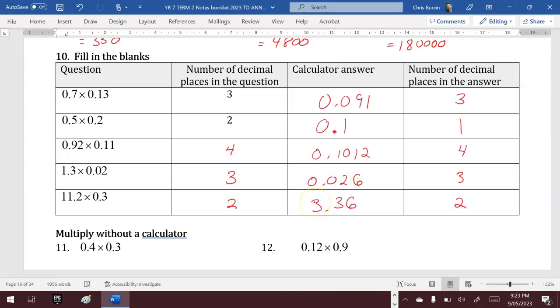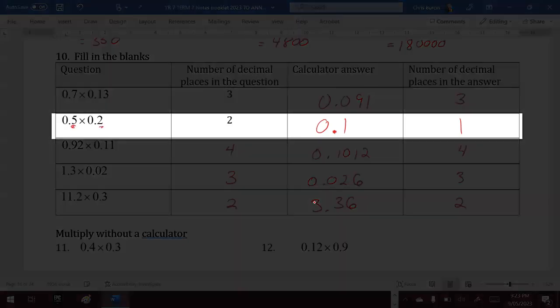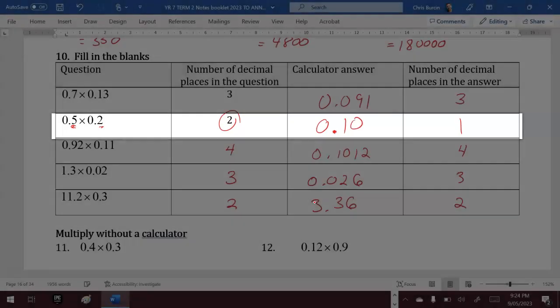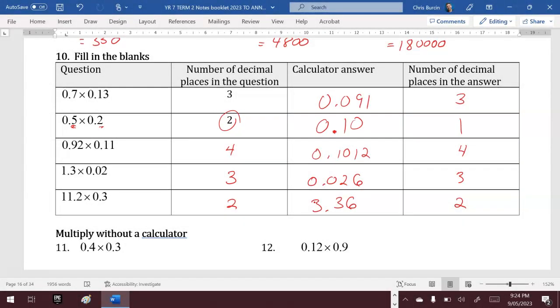Okay, now that I've finished, I need to go back because if I get this answer, this is the one I had to change. There are 2 decimal places there, and there's 2 decimal places in the question, but the calculator answer is 0.1. If I was asked on a test to put both decimal places, I would put 0.10, but both are correct. That 0 doesn't make any difference.